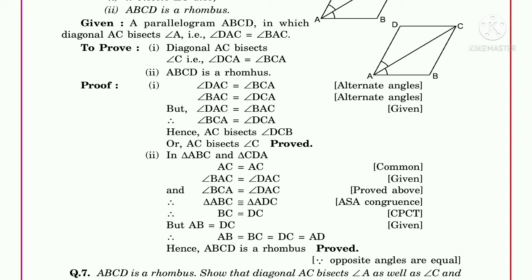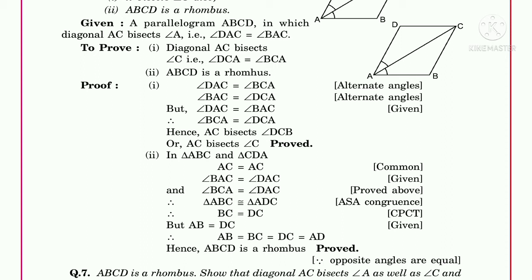So if these three are equal, then one side is equal and how many angles are equal? Two angles are equal. So we can apply the angle side angle congruence rule. Is it clear? By the angle side angle congruence rule, these two triangles are congruent. If these two triangles are congruent, then by CPCT, what is the full form of CPCT? Corresponding parts of congruent triangles. By CPCT, the sides are also equal. That means BC is equal to CD, or DC equal. And already given here, AB is equal to DC.